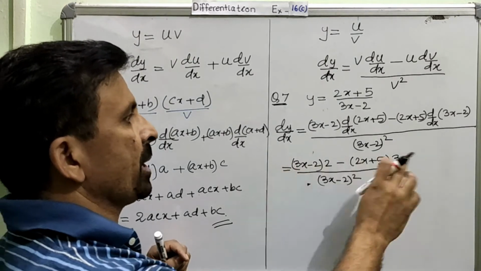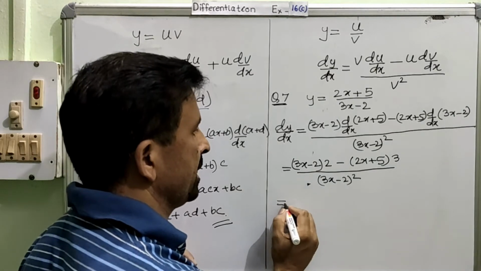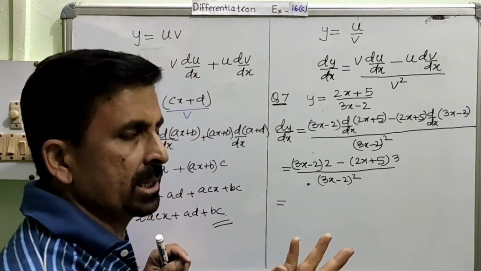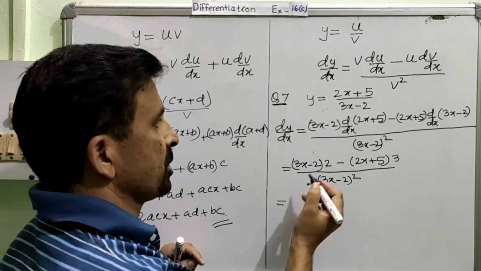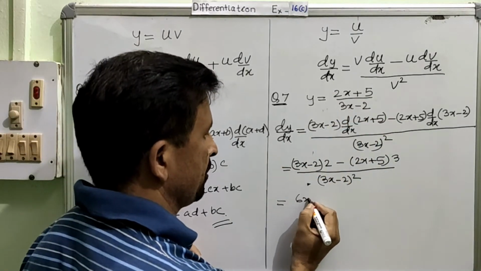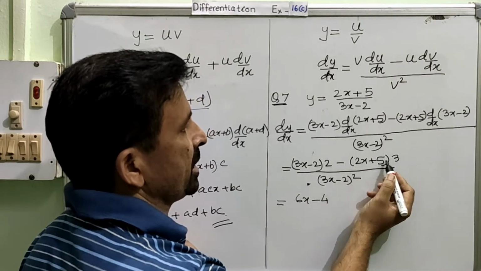Okay, now in the numerator we will simplify. Now we need to simplify in the numerator, right? If it is necessary, we can simplify the denominator also, but just now let us focus on the numerator. So 2 3s are 6x minus 4. Now you are going to multiply these two, right?